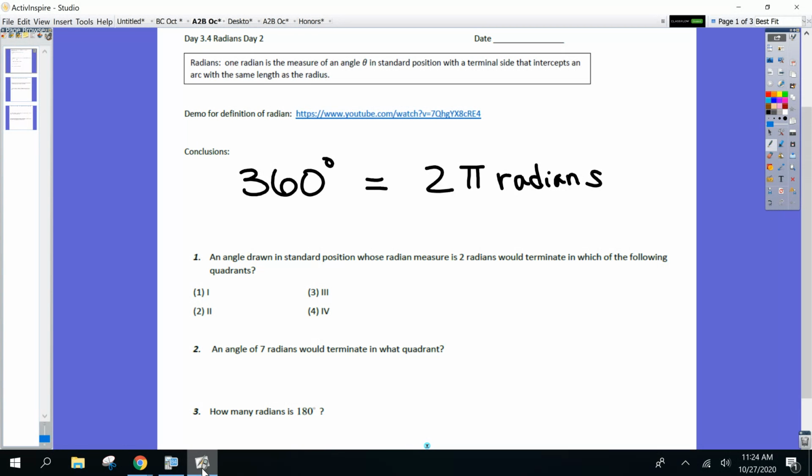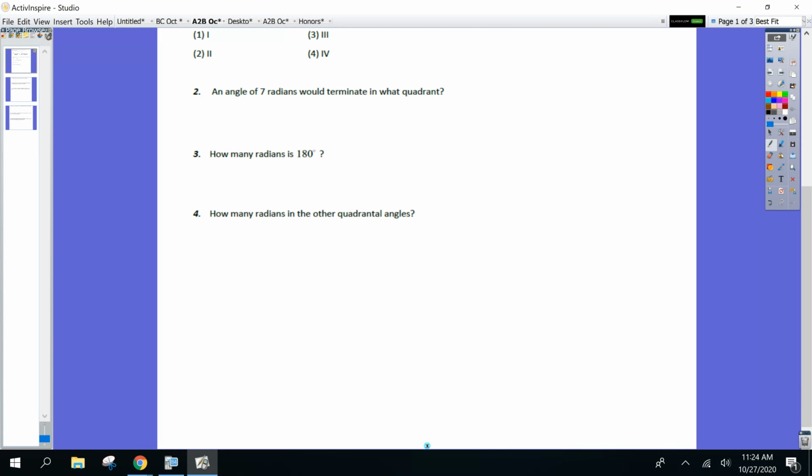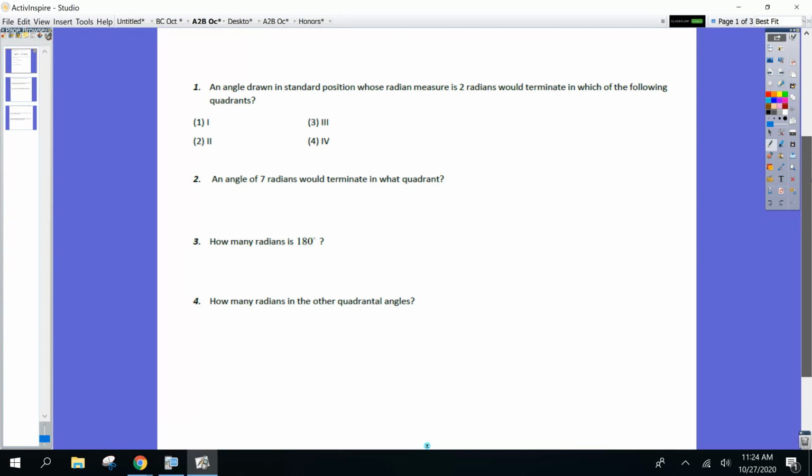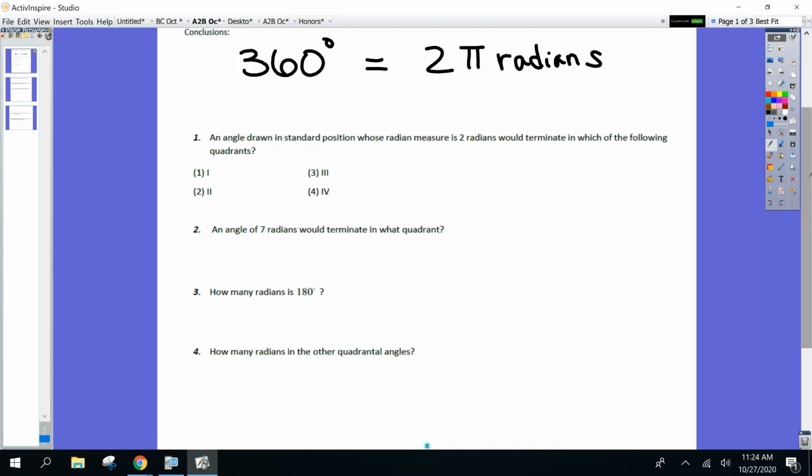All right, a couple more practice problems with radians before I get into the brand new topic. Hey, everybody. What quadrant would an angle of 2 radians be? An angle of 2 radians would be found in what quadrant? I have no idea. But I do know if you told me a degree measure, I could tell you what quadrant we're in, right? So why don't we take 2 radians and convert it to degrees, and then we can talk to each other.